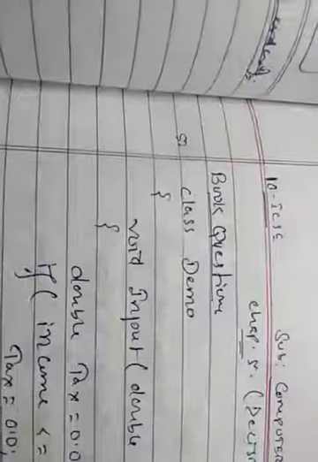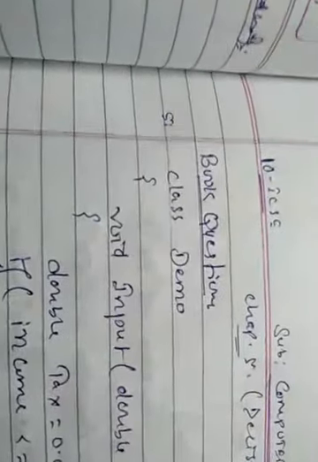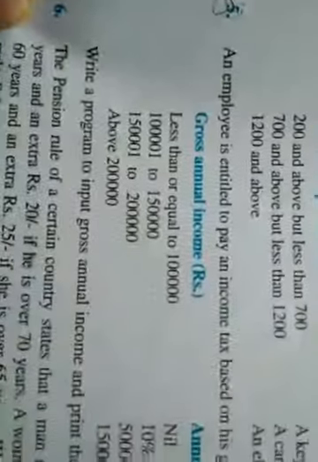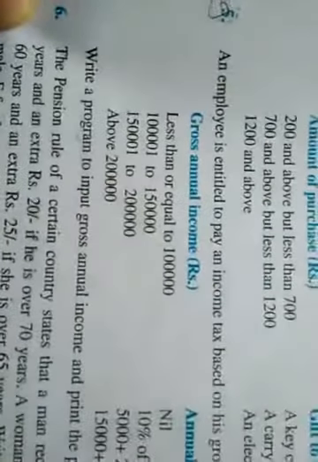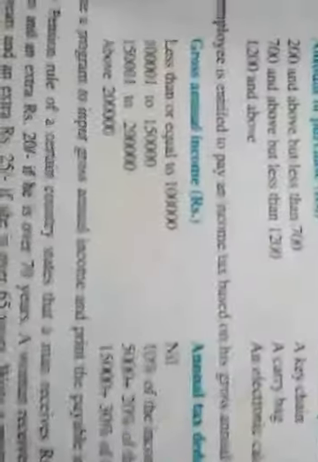Good morning, students. Today we are solving the book question answers of Chapter 5, Decision Making Statement. First we are solving question number 5, and the question is: an employee is entitled to pay an income tax based on his gross annual income as given below.